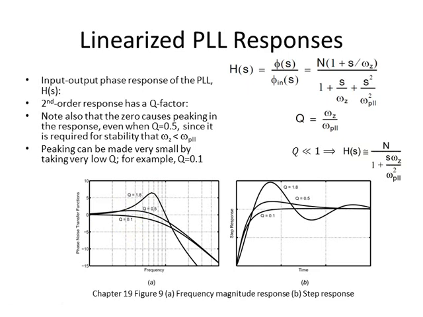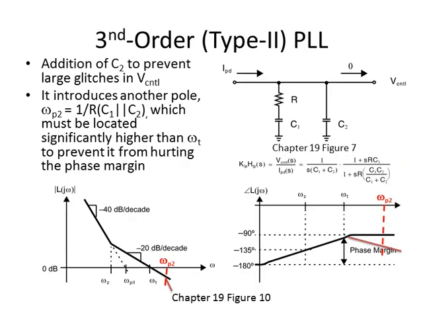And that's what's shown here with Q equal to 0.1 on this plot. The problem with a very small value of Q is that it can be very hard to implement, because the loop filter component values start getting a little ridiculous. And we'll see that when we work through an example later.